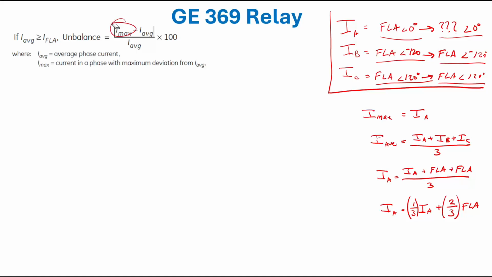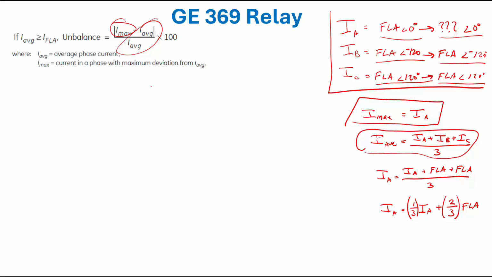This Imax, well, that's easy. Imax, we're raising A phase. So A phase is going to be above the average. It's going to be the max. And then what is average? Average is going to be this right here, and it's going to be IA plus IB plus IC.